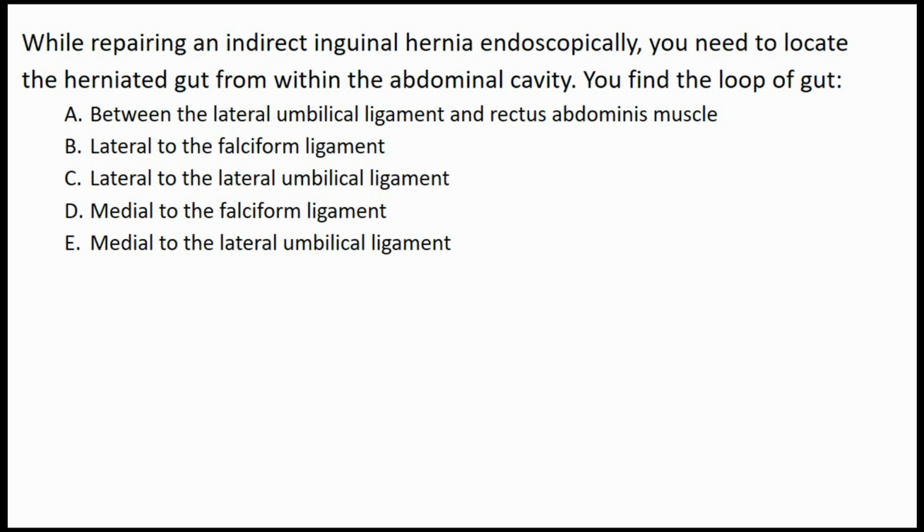All right, so we have an indirect inguinal hernia. That means we are going to be having the gut going out the deep inguinal ring into the inguinal canal and out the superficial inguinal ring, probably. So that is going to be starting lateral to the inferior epigastric artery, which is the lateral umbilical ligament. The peritoneum that covers the inferior epigastric artery makes the lateral umbilical ligament. And C is the correct answer. By the way, if it was medial to the lateral umbilical ligament, that would make it a direct inguinal hernia.